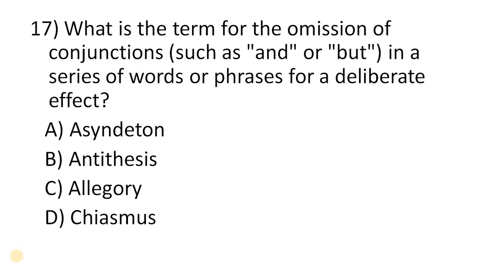Next, 17. What is the term for the omission of conjunction such as and or but in a series of words or phrases for a deliberate effect? A. Asyndeton. B. Antithesis. C. Allegory. And D. Chiasmus. So the correct option will be asyndeton.